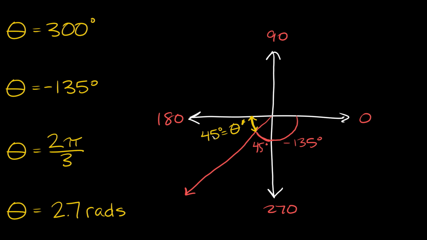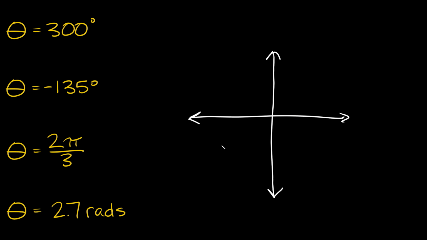Notice that the angle is positive. Theta prime, your reference angle, is always positive. Now let's do these last two radian examples.